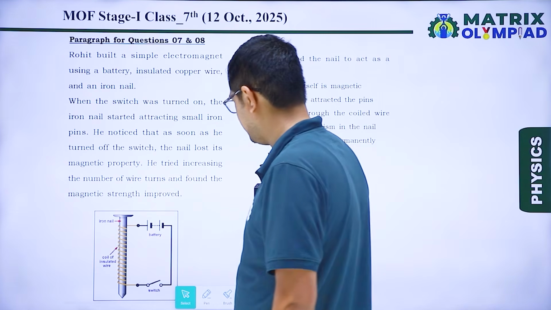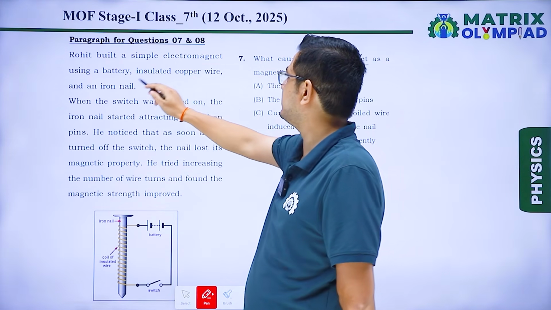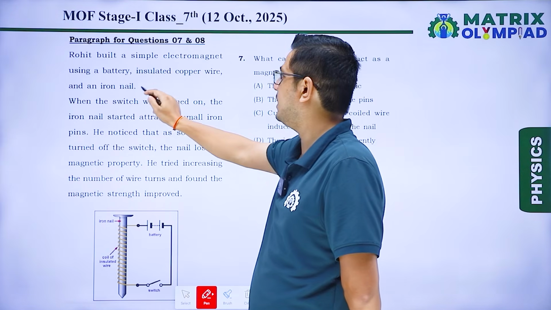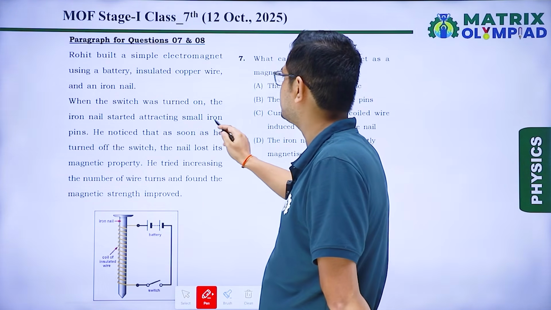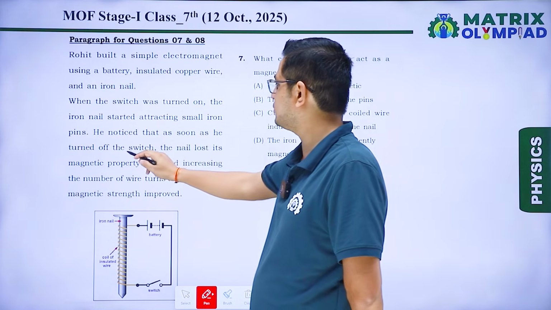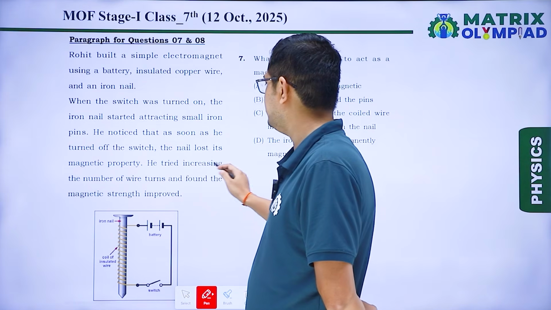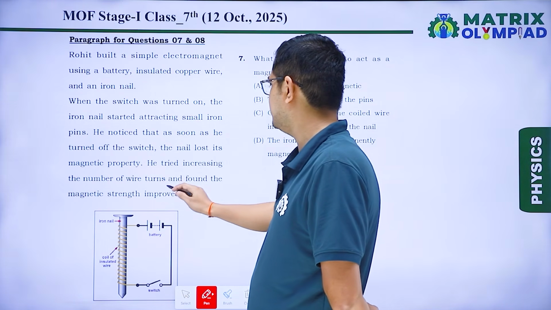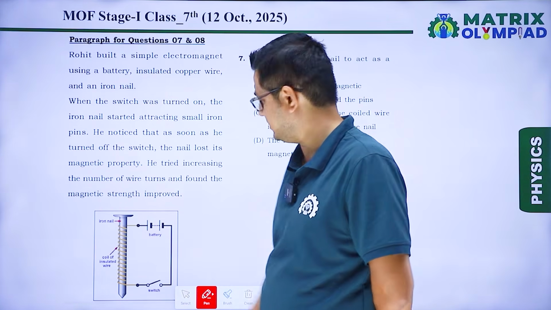Next question, that is based on paragraph. Okay. Rohit built a simple electromagnet using a battery, insulated copper wire and an iron nail. When the switch was turned on, the iron nail started attracting small iron pins. He noticed that as soon as he turned off the switch, the nail lost its magnetic property. He tried increasing the number of wire turns and found the magnetic strength is improved. That means it is increased.